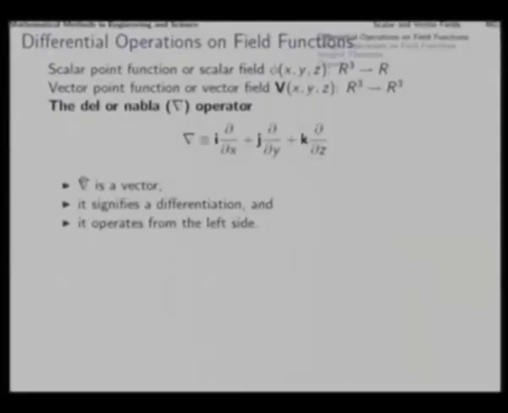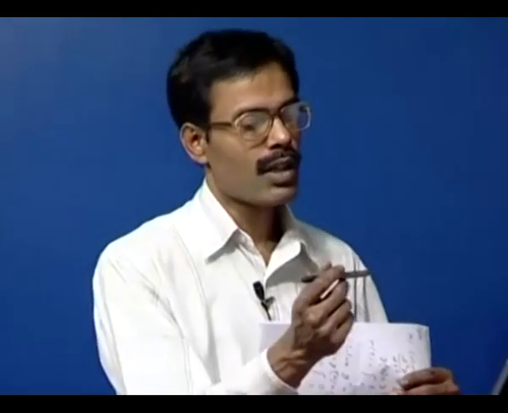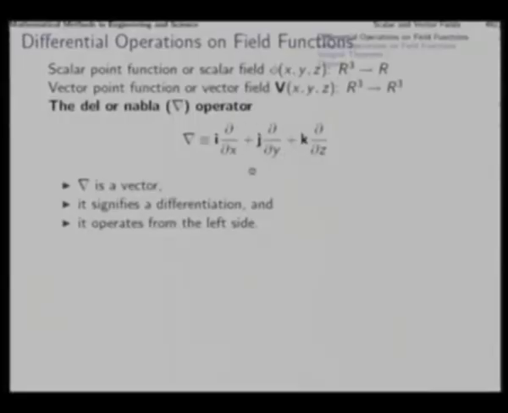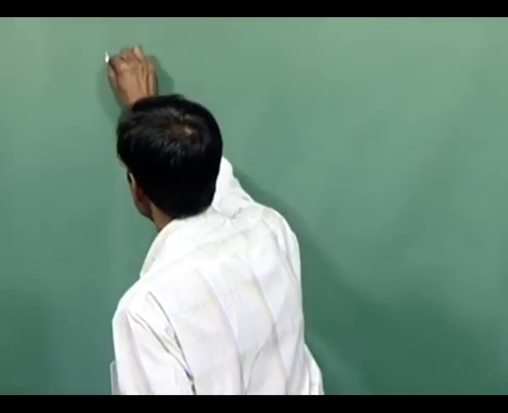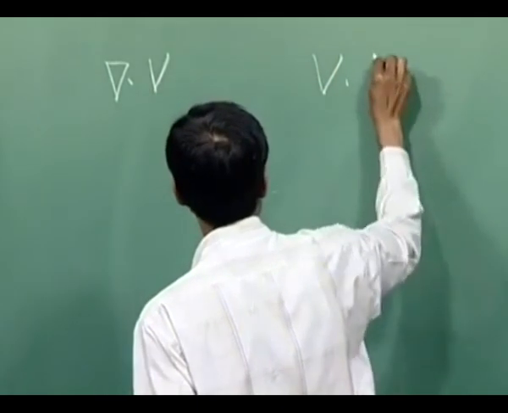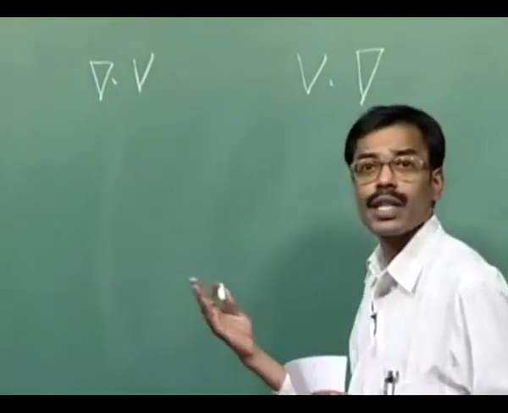One is that del is a vector quantity. Second, it signifies a differentiation. And third, it operates from the left side. You cannot multiply this thing to a quantity from the right side and expect that you will get a quantity back. You always apply del from the left side. So, that is why two notations, del dot v and v dot del, mean two completely different things.